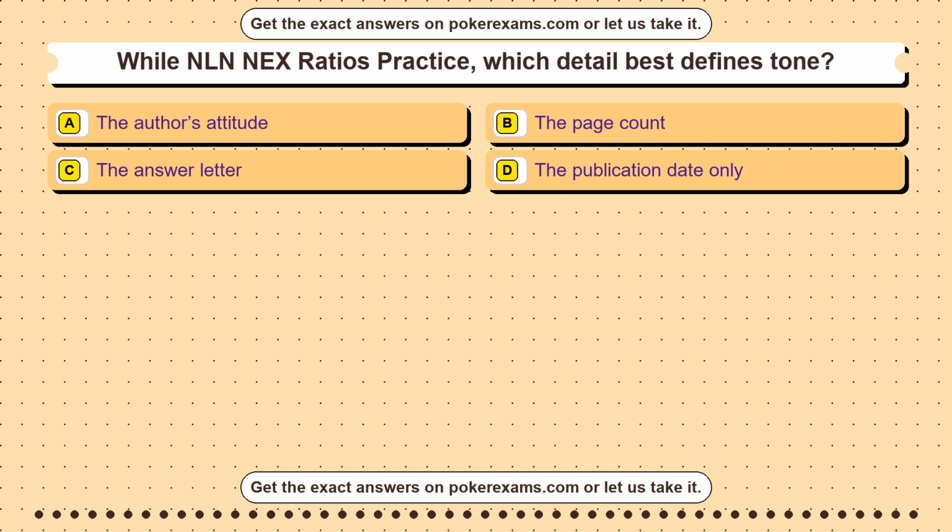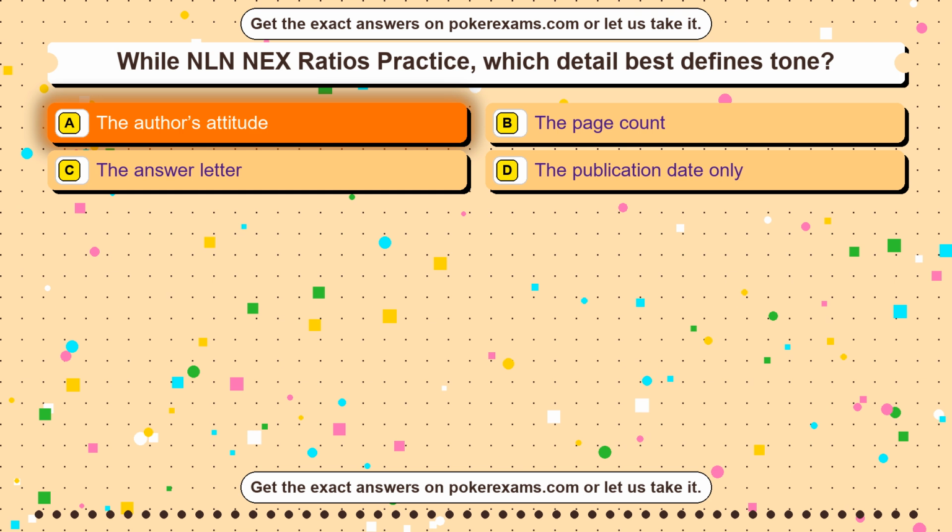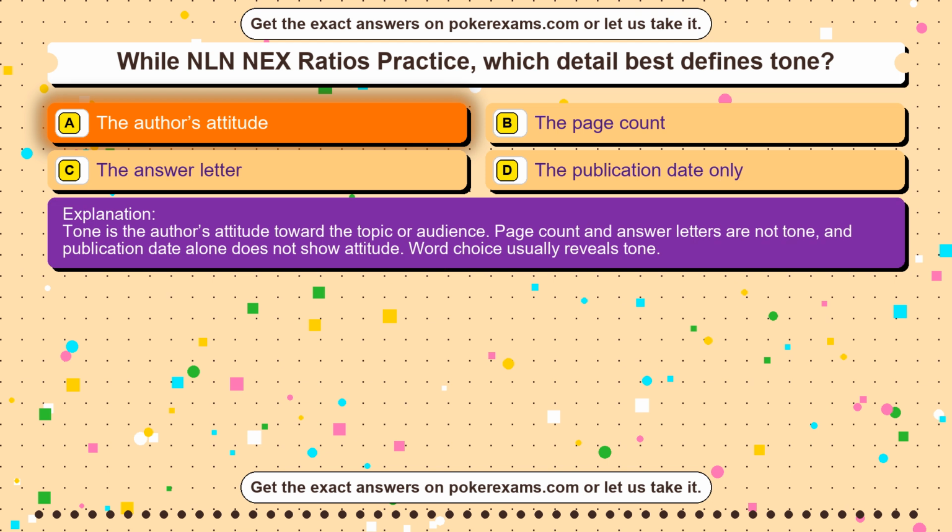Question 17. While NLN NEX Ratios Practice, which detail best defines tone? Option A. The author's attitude. Option B. The page count. Option C. The answer letter. Option D. The publication date only. The correct answer is option A. The author's attitude. Tone is the author's attitude toward the topic or audience. Page count and answer letters are not tone, and publication date alone does not show attitude. Word choice usually reveals tone.